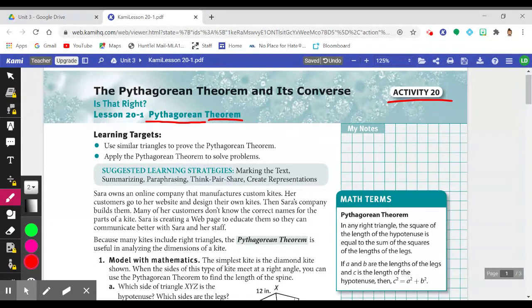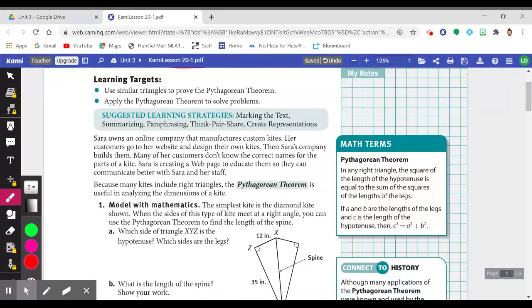And so before we go any further, let's take a look at our learning targets. We are going to use similar triangles to prove the Pythagorean Theorem. Probably when you first learned about it, if I asked you what is the Pythagorean Theorem, most of you would say a squared plus b squared equals c squared. Absolutely, that's the formula version of the Pythagorean Theorem. In fact, the actual theorem itself, and what this is really telling us, is right here.